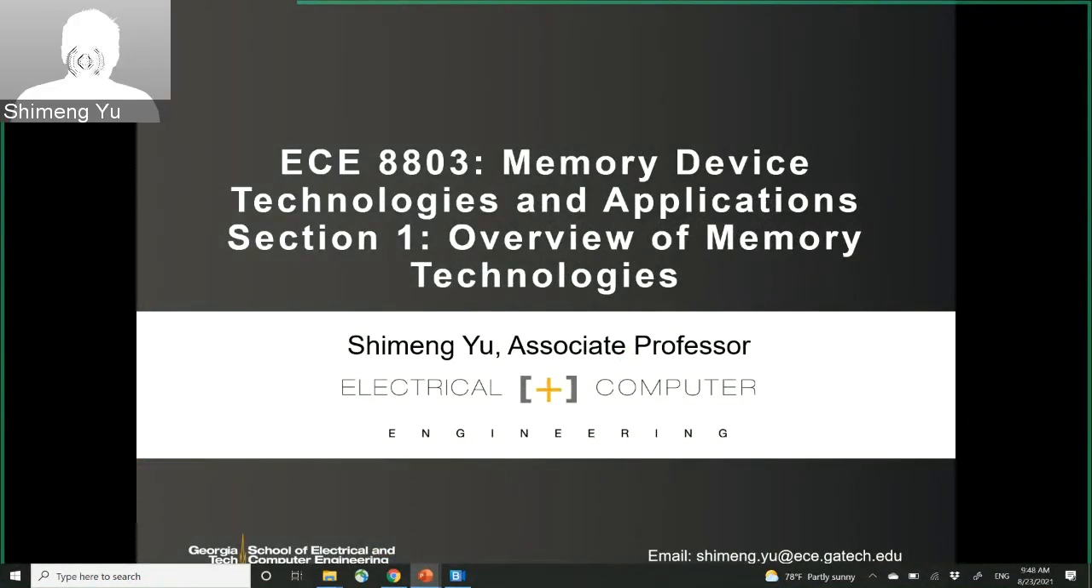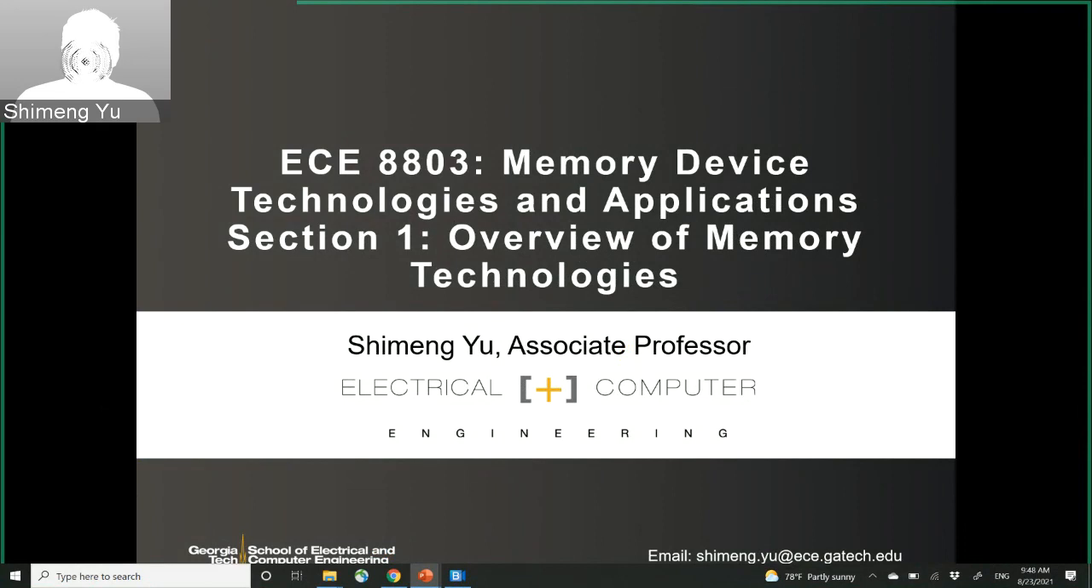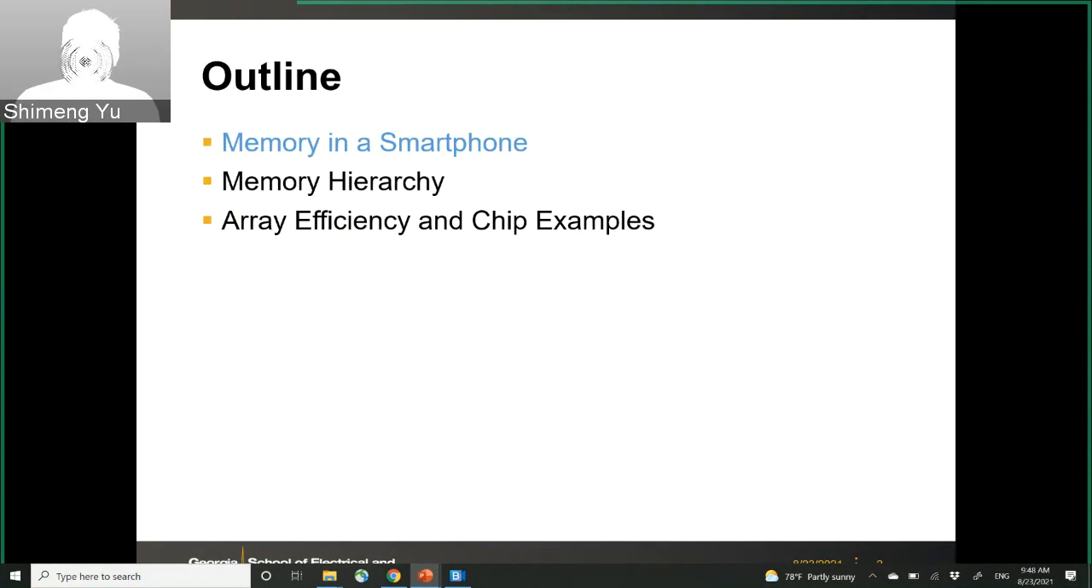All right, so let's get started on the first section. Today we are going to have a brief overview of the memory technologies. This is the outline of today's lecture.